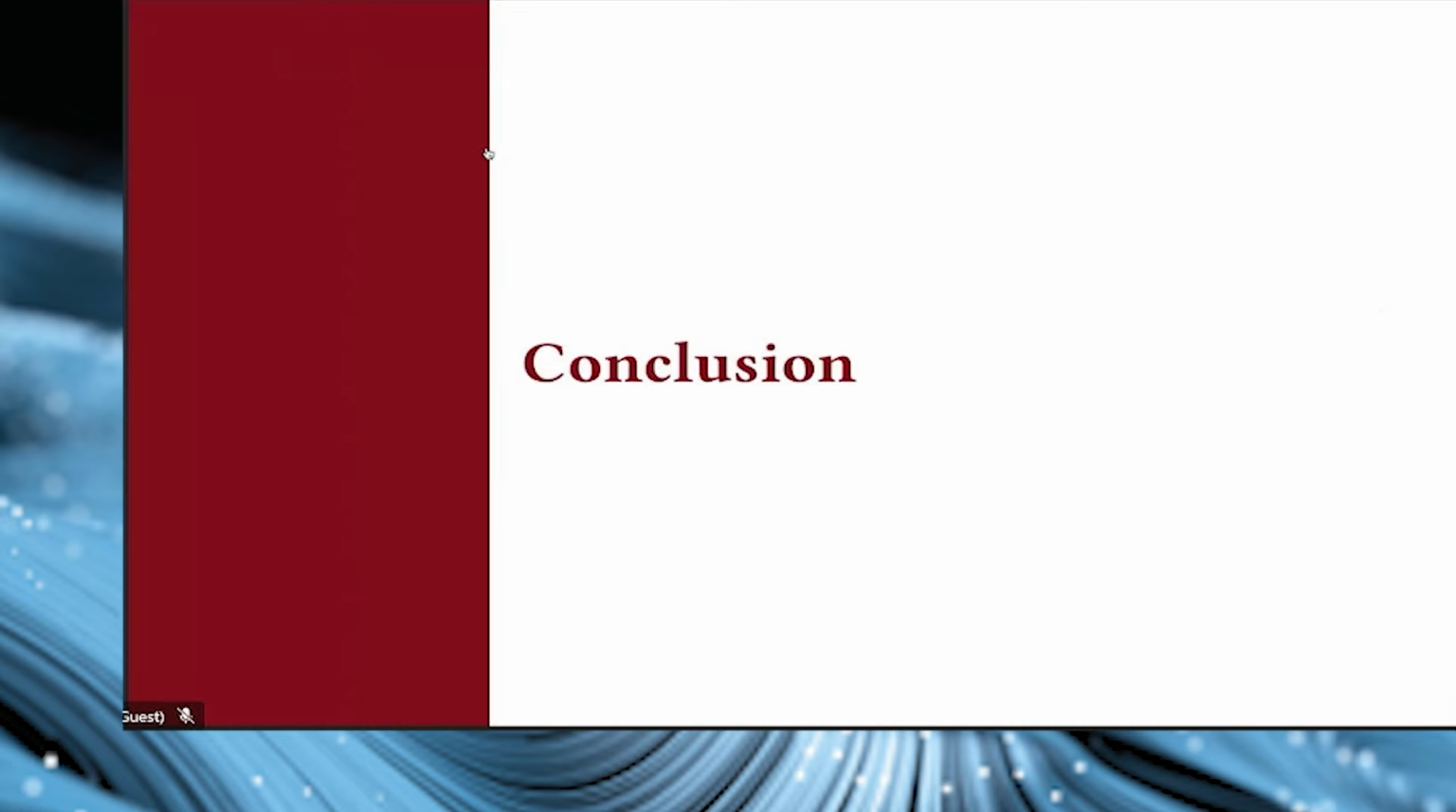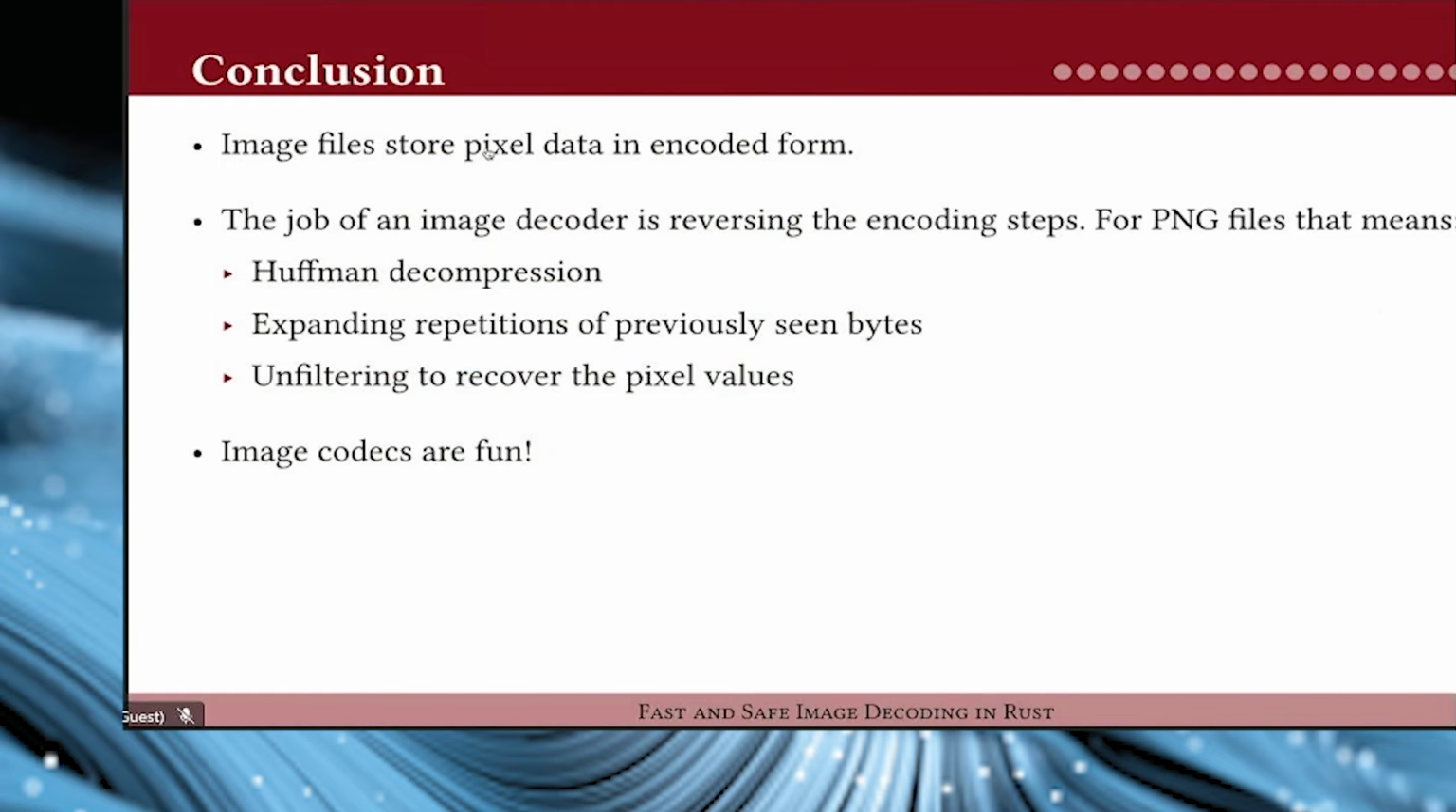So let's see, I can wrap up. Just a quick overview. As we were saying, image data stores pixels in encoded form. Our job as an image decoder is to reverse the encoding steps that created those pixels. And in PNG, that means we have to do Huffman decompression, we have to expand these repetitions of previously seen bytes, and we have to do an unfiltering pass to recover the actual values of those pixels. So hopefully this convinced you that image codecs are actually kind of fun. Happy to take any other questions if you have them. Thanks.